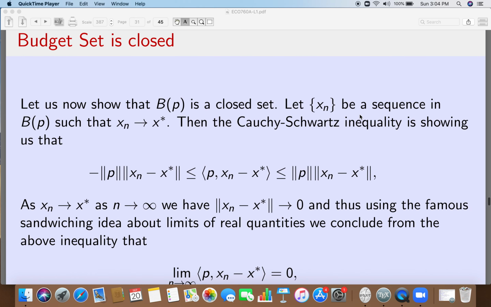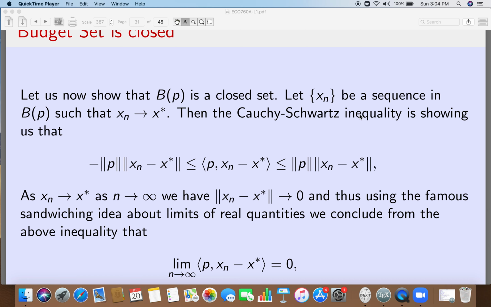So we are proving that the budget set is closed. In order to prove that a budget set is closed, we will take a sequence xn from the budget set BP, and we will assume that it converges to some x star. Now what does the Cauchy-Schwarz inequality say? That the modulus of the inner product of P with xn minus x star is less than or equal to norm P times norm of xn minus x star, which when you open it up, means this. So mod of x less than or equal to a means x is lying between minus a and a. So that's what you get.